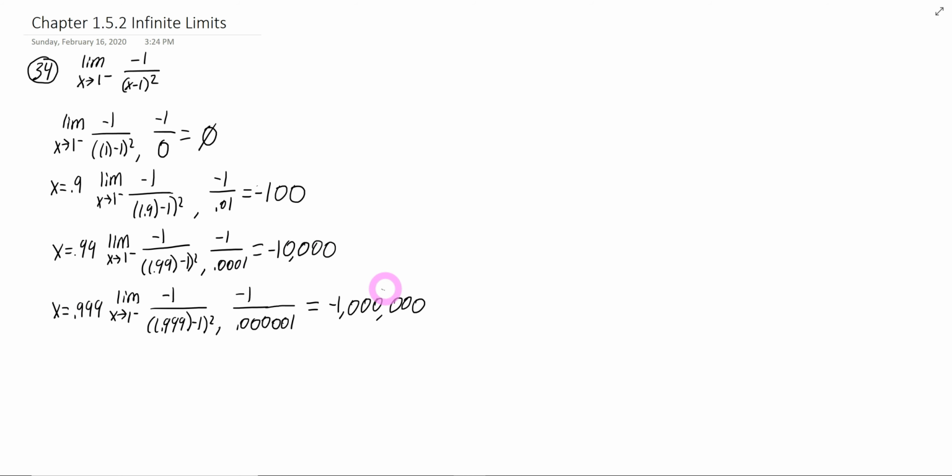And so what this leads us to is the conclusion that we are decreasing without bound, which in turn means that this limit of x going to 1 from the left of negative 1 all over x minus 1 squared is indeed equal to negative infinity, because we are decreasing without bound. So alright, there we go with that question.